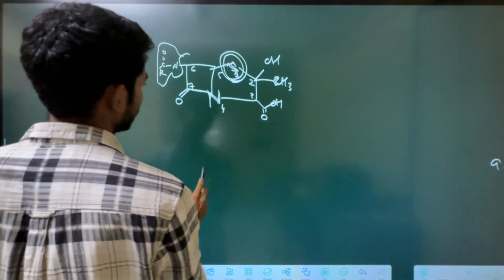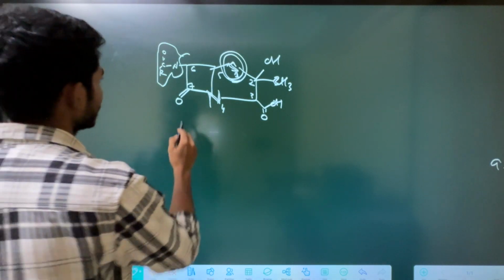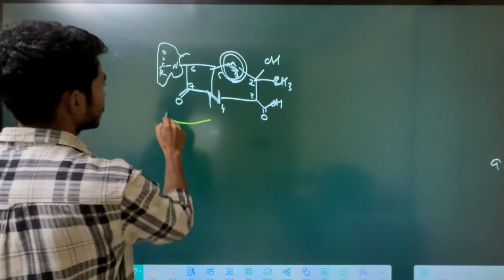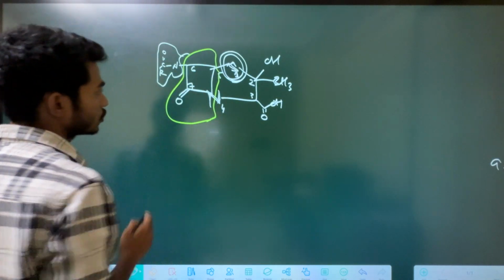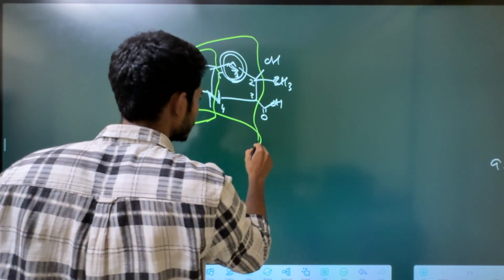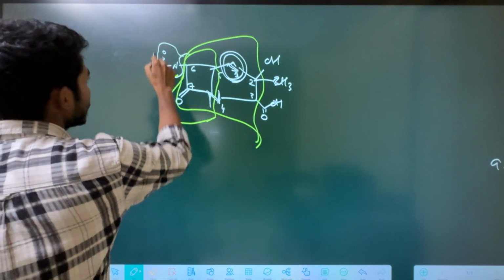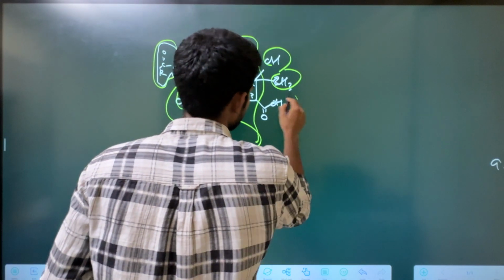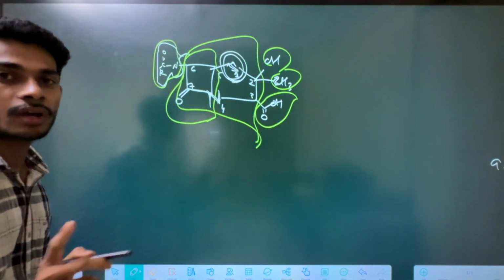So in that, see, what is this? This is the lactam ring, right? This one is the lactam ring. So this one is penam again. This one is penam, and that is the acyl amino group. These are methyl groups, and this is carboxylic acid. Okay. So how will you start naming?